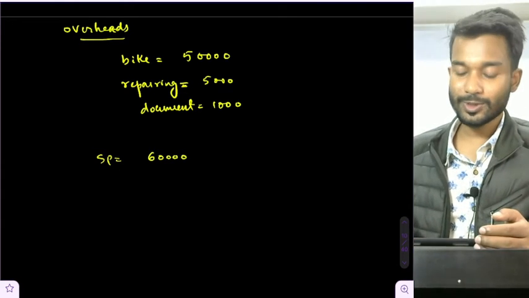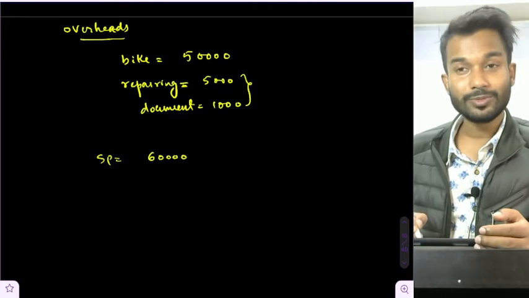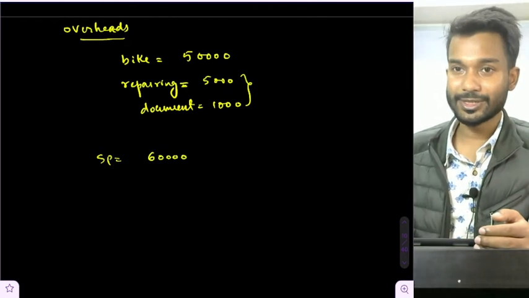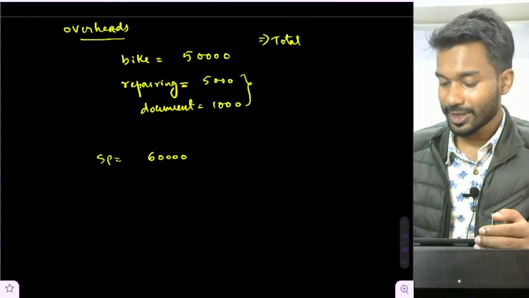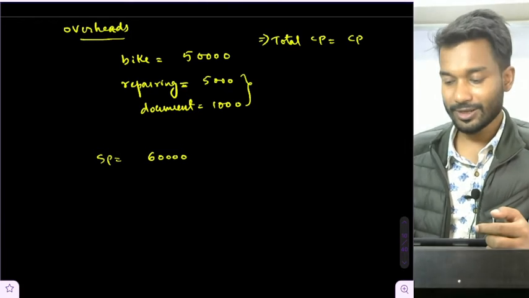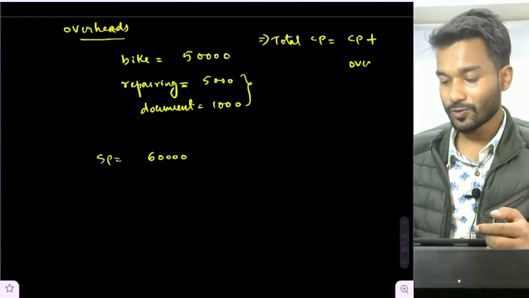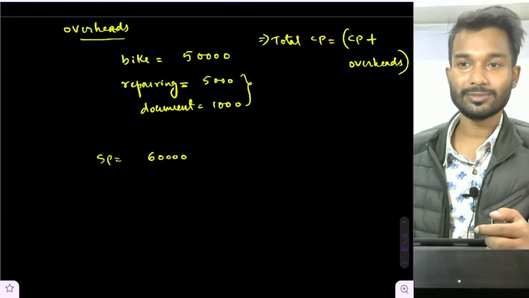So what will be the cost price of the bike now? All these expenses, repairing and documents, are known as overhead expenses. So in this case, the total cost price will be the price at which you bought it, plus the overhead expenses. This point you keep in mind.